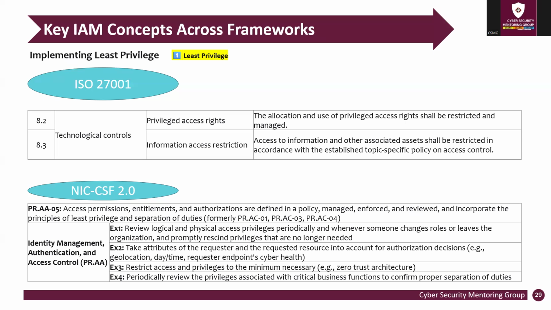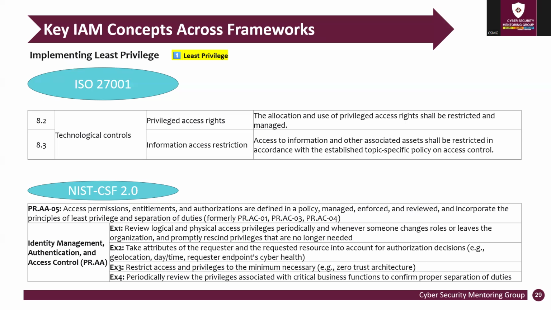Then we go to NIST. Sorry, I'm seeing NIST again as NIC. All right, so in NIST CSF 2.0, it is under Protect. So what I picked is least privilege, which is under Protect: identity management, authentication, and access control. Under that subcategory, you will find four implementation examples, right? The first one talks about reviewing logical and physical access privileges periodically, whenever someone changes roles or leaves the organization. So the element here is when someone changes role.